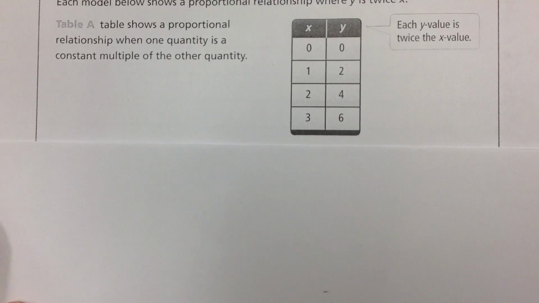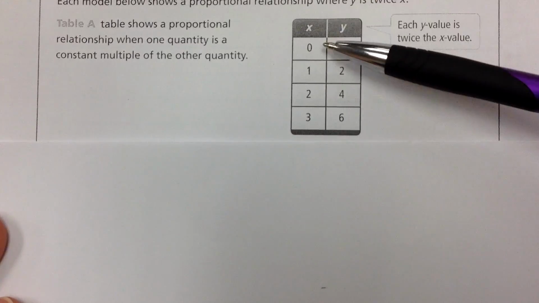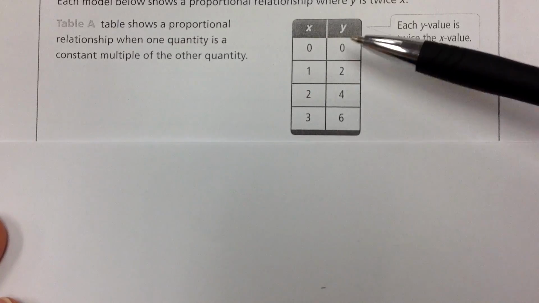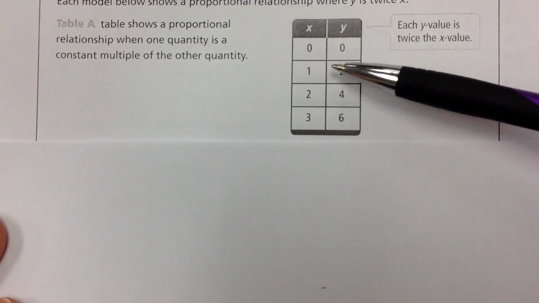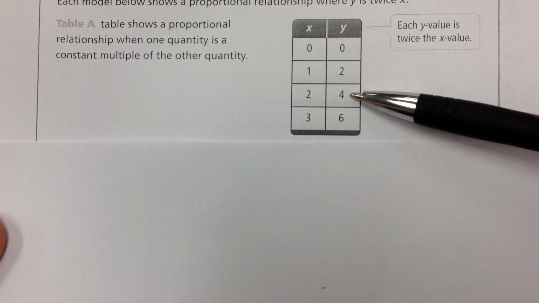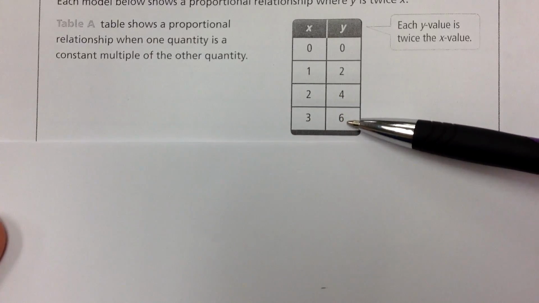A table shows a proportional relationship when one quantity is a constant multiple of the other quantity. So let's look at this table. 0, 0, that's the origin. Then we have the point 1, 2. Then we have the point 2, 4. Then we have the point 3, 6.